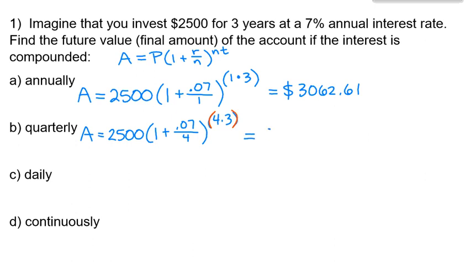You should expect to get something that is a little bit more than the previous answer because quarterly you're compounding money on top of your money, earning interest on your interest. So you should expect it to be a little bit higher.